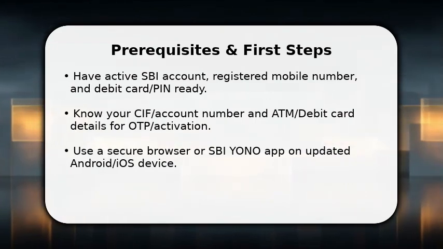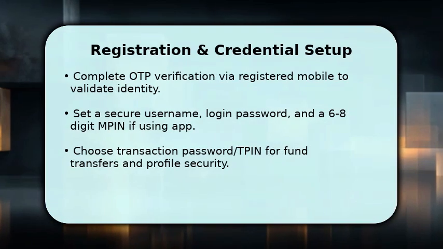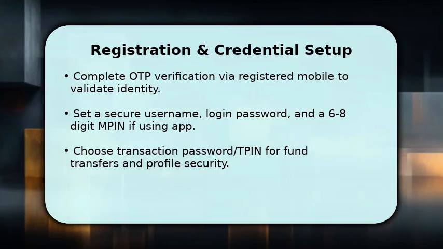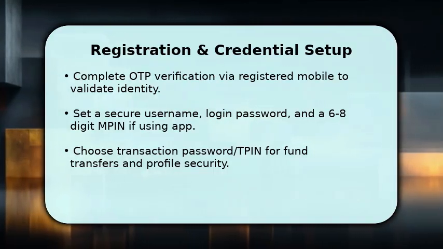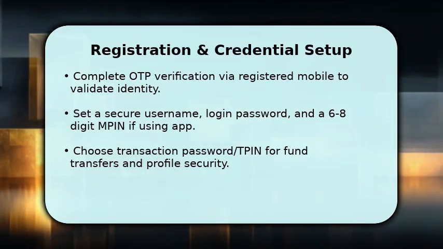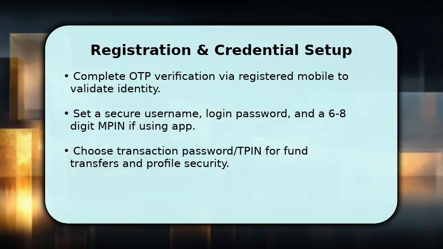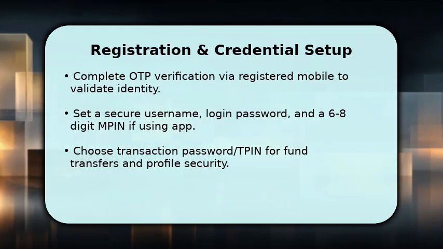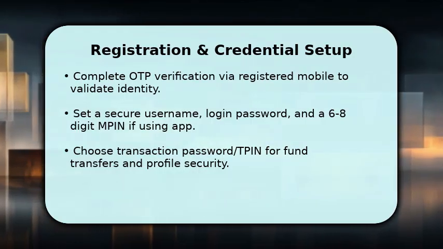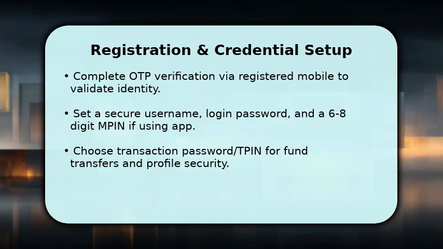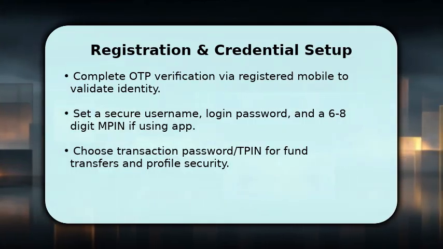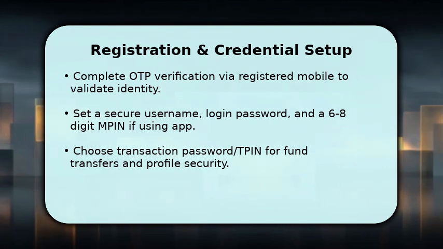Once done with OTP, proceed to create your login credentials. Pick a username and a strong password. You will also set a transaction password or TPIN used for transfers. This is different from login and must be kept secret. If using the app, create a 6 to 8-digit MPIN for faster auth. Make sure passwords include letters, digits, and symbols. This lowers the risk of compromise. After entering details, confirm and submit to register your profile with SBI Net Banking.